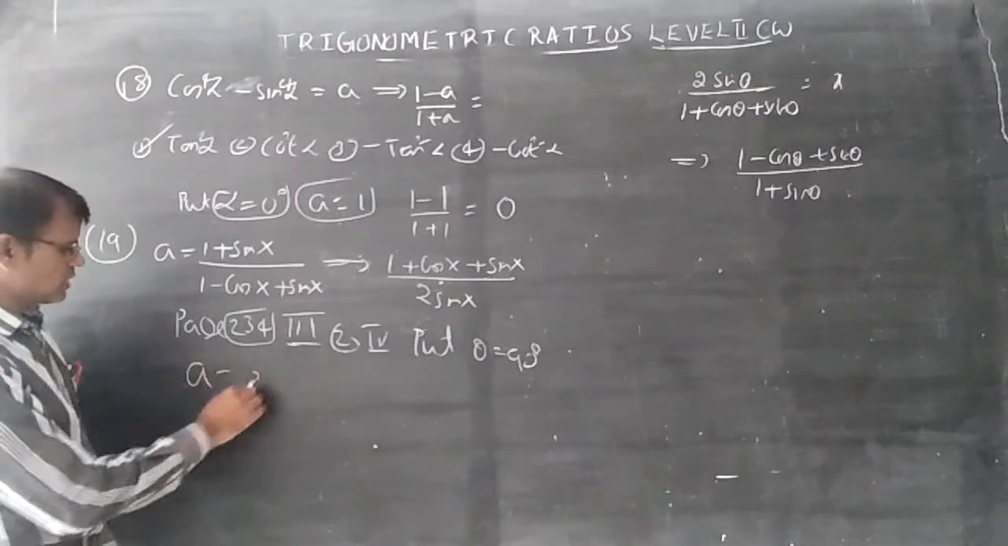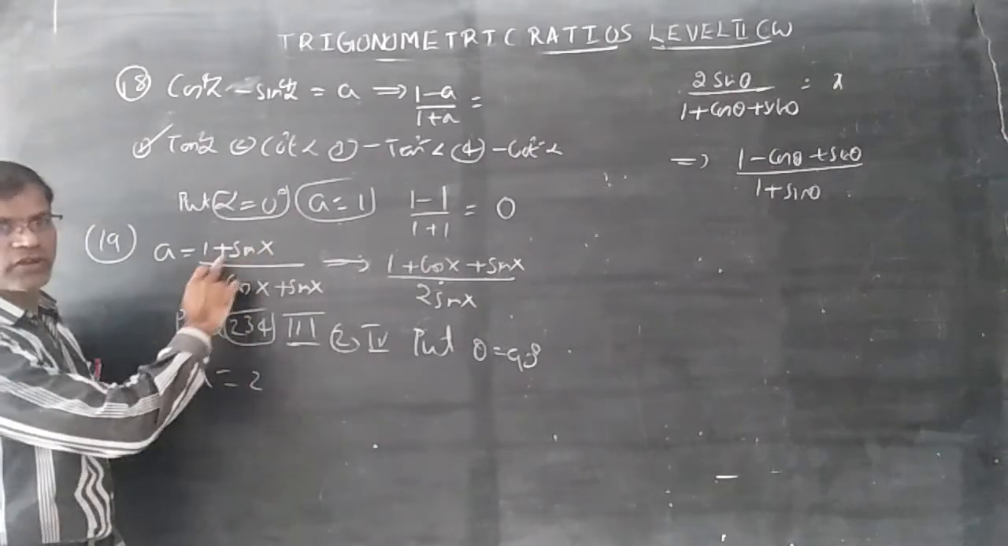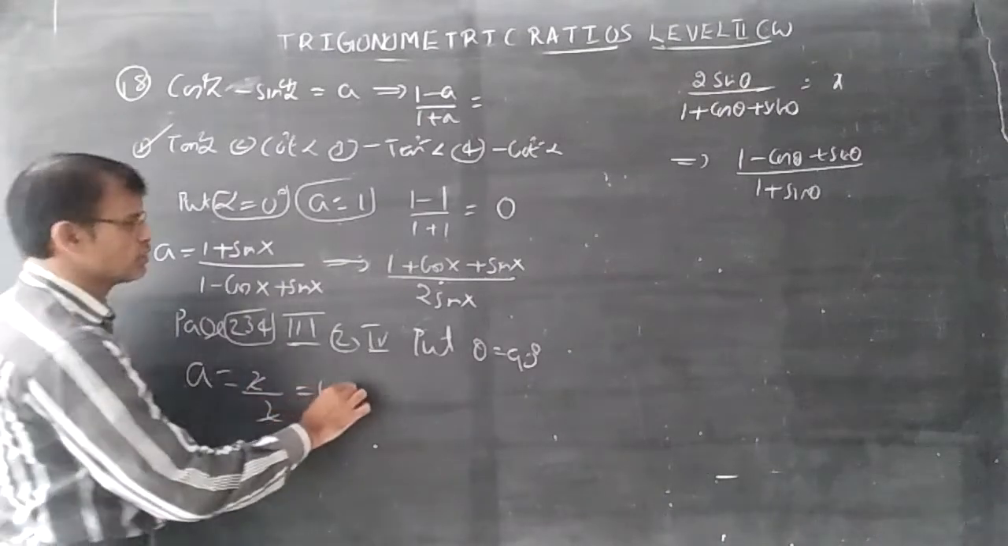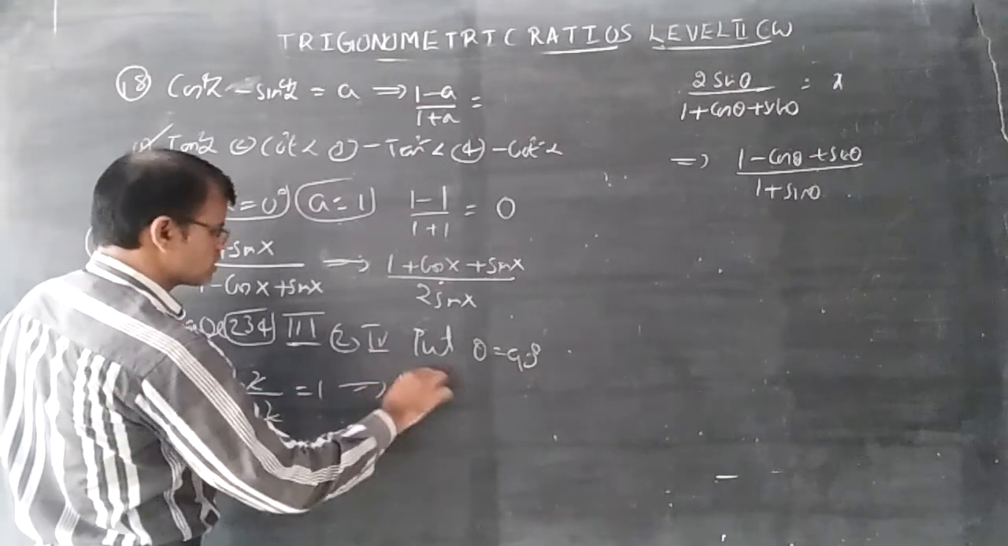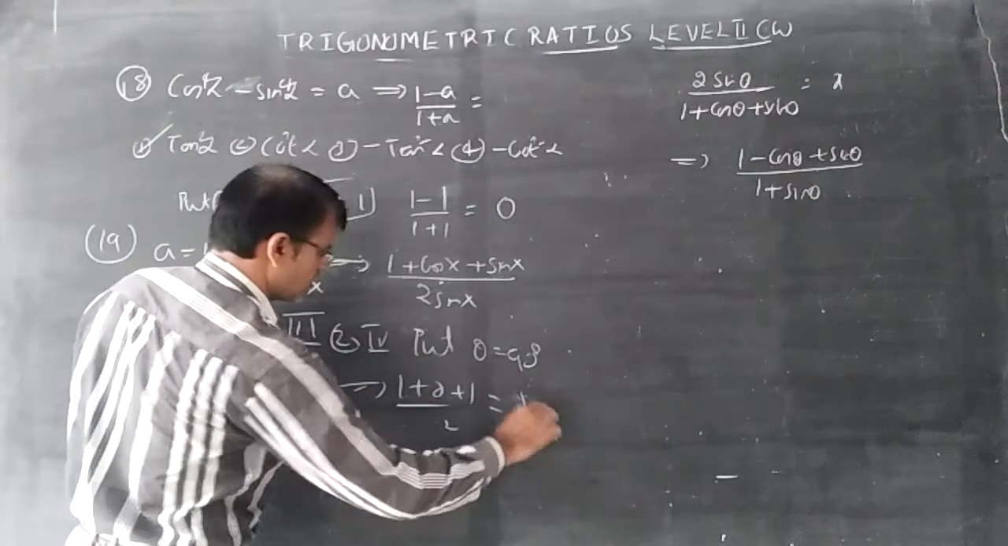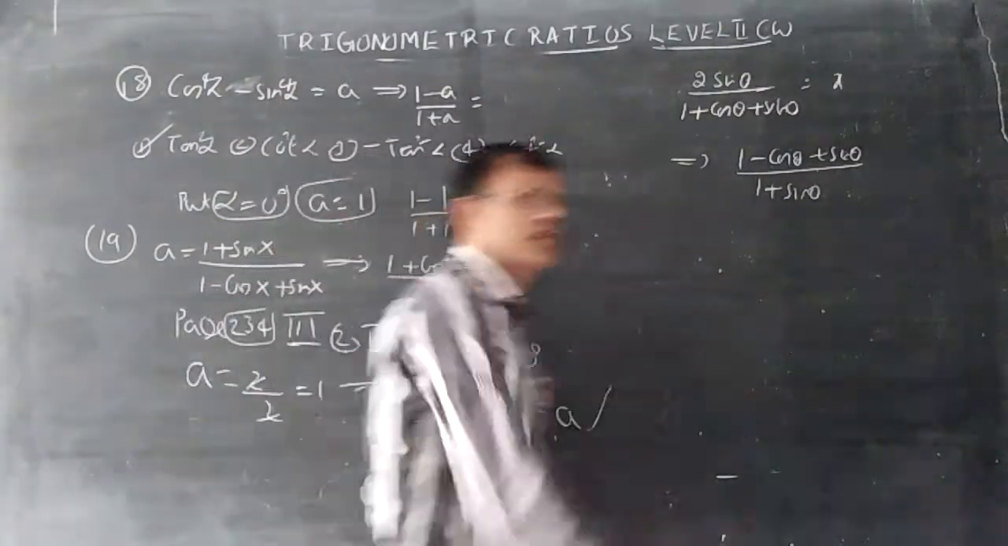Theta is equal to 90. That is why I am saying 1 plus sin 90, 1 plus 1 is 2, by 1 minus 0 plus 1 is 1, plus 1 is 2. That is equal to 1. Now 1 plus 0 plus 1 by 2 is 2 by 2, that is 1 directly. So it is option 1.